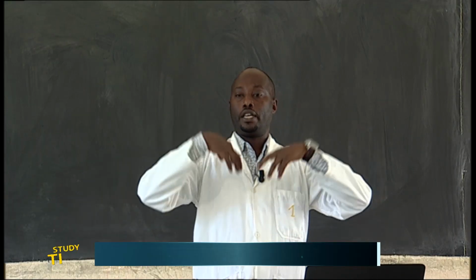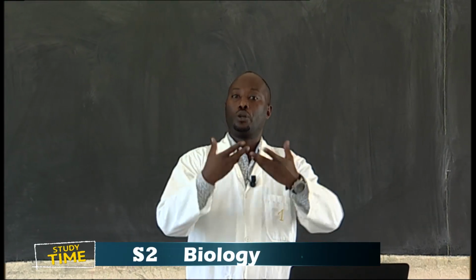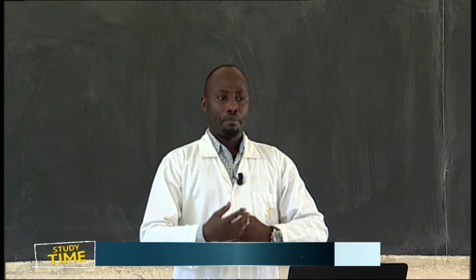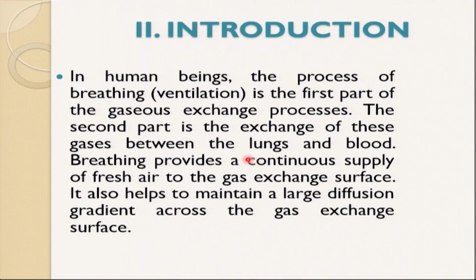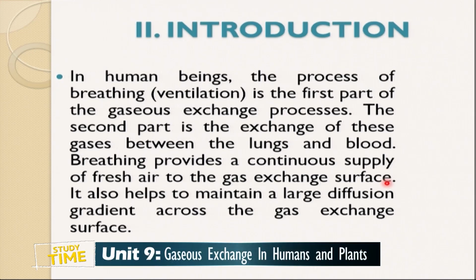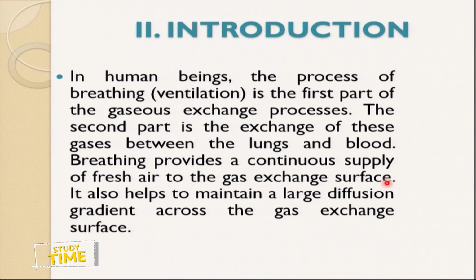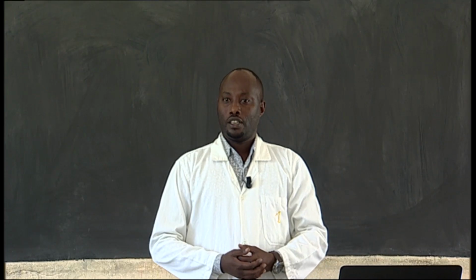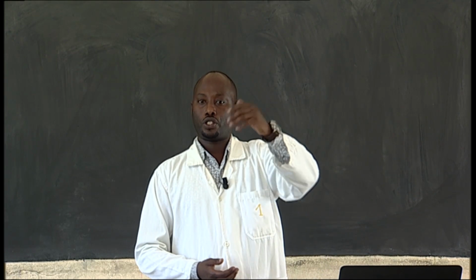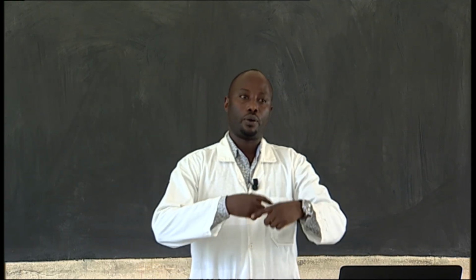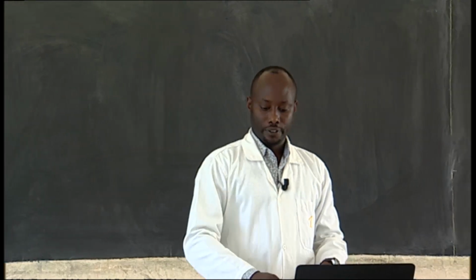So I mentioned that breathing in is referred to as inhalation, and breathing out is referred to as exhalation. That's why I mentioned that in that process, the breathing provides a continuous supply of fresh air to the gas exchange surface. This gas exchange surface, we mentioned, is the lungs. It also helps to maintain a large diffusion gradient across the gaseous exchange surface. By diffusion gradient, we mean differences in concentration. Outside in the atmosphere, there is more concentrated oxygen compared to the inside of the lungs, so that will just encourage the air to be taken in.